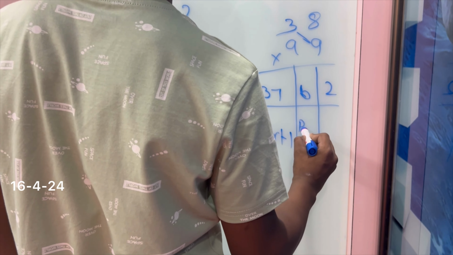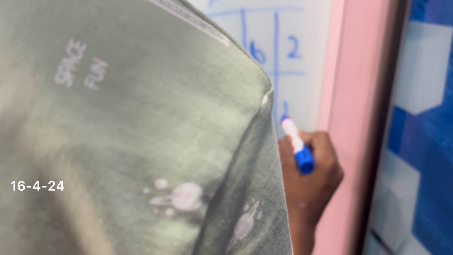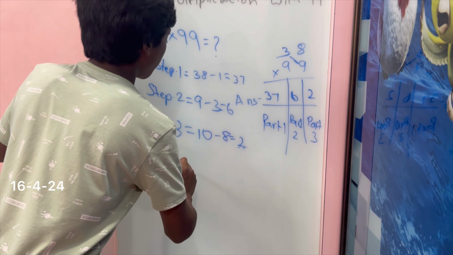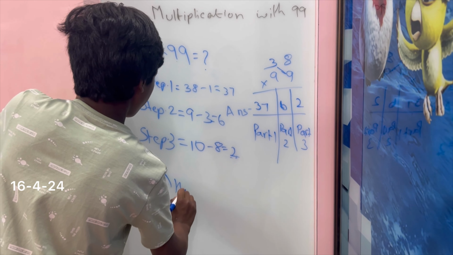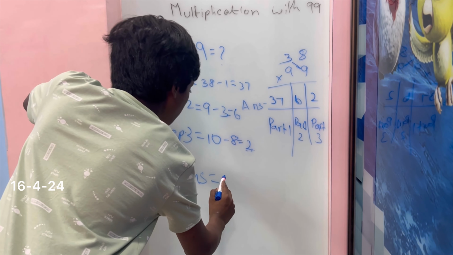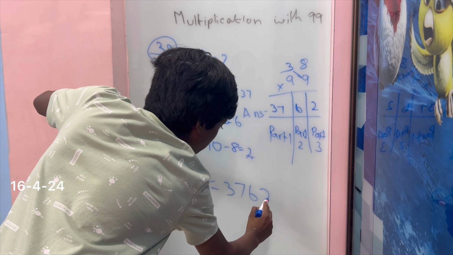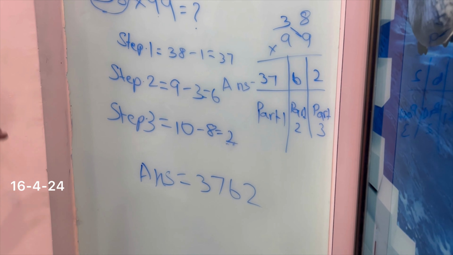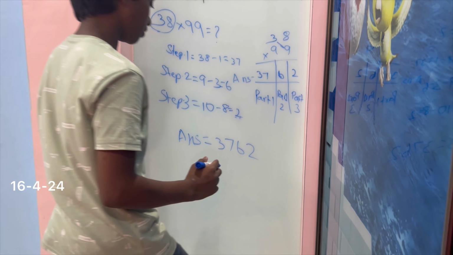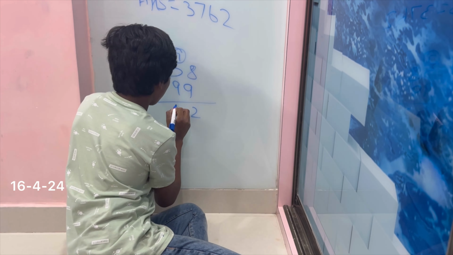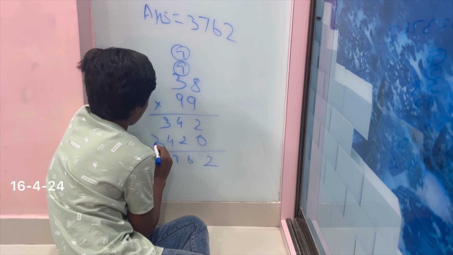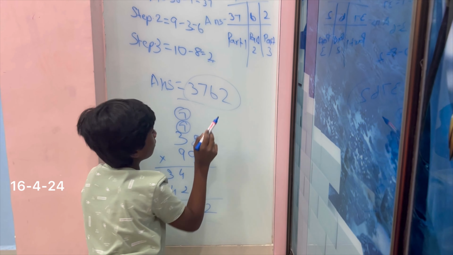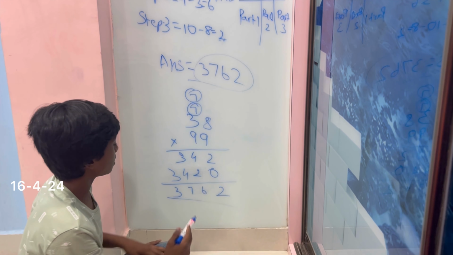This is part 3. Okay, and now the answer is 3762. Okay, now we are going to do normal multiplication and see if the answer is correct or not. Three seven six two. Okay, you'll see the answer is correct.